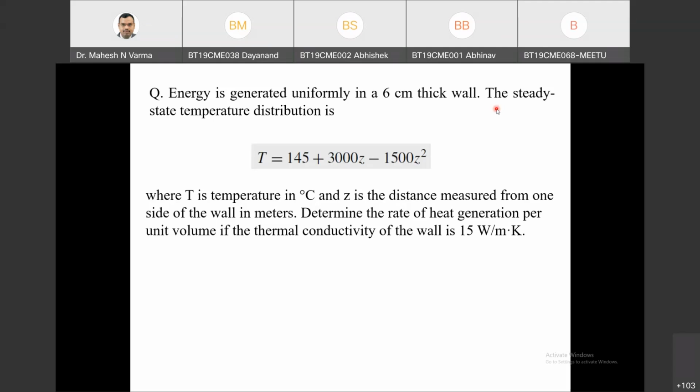Sir, can you repeat it? If I'm dividing it by 6, whether the area will be unit volume? No, sir. We'll take Z as 1 centimeter. If Z is 1 centimeter, then the rate will be equal to the heat generation.